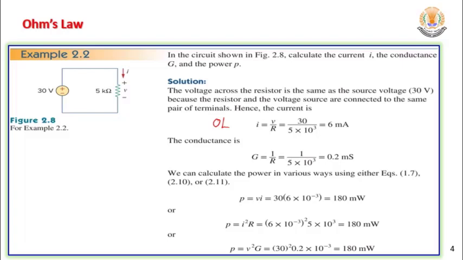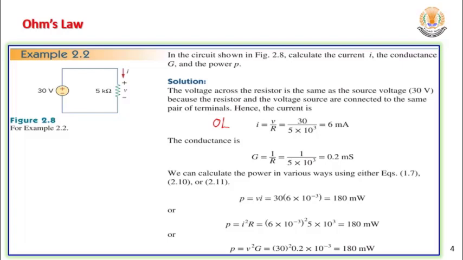So here, V is 30. Do you agree that the voltage source will be applied to this resistor? Do you agree or not? If you have a battery and you connect a lamp to this battery, do you agree that the voltage across the lamp will be the same as the voltage of the battery? Why? Because you have very small wires, negligible resistance. Okay? So the voltage here will be 30 volts and resistance is 5 kilo ohm.